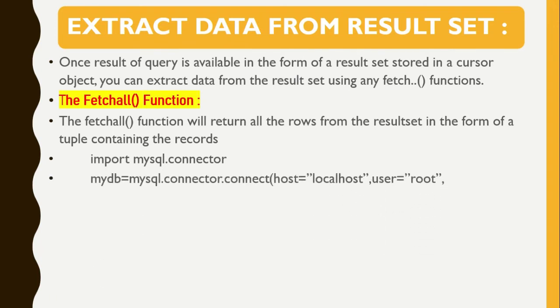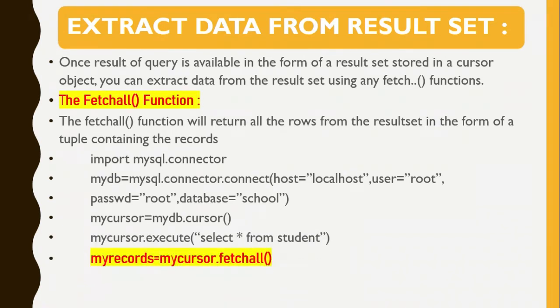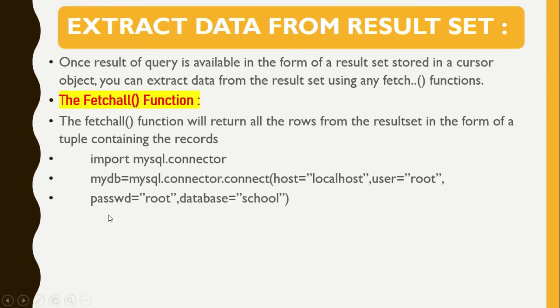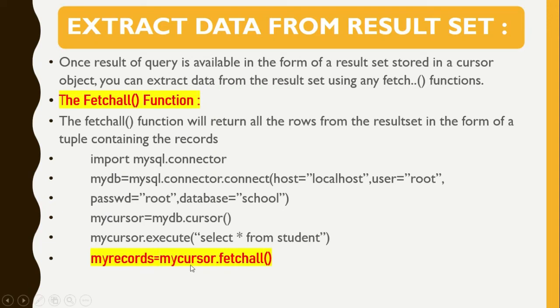Import mysql.connector, then I will establish the connection. I will create my cursor object. I will write the command mycursor.execute. Then you will simply write mycursor.fetchall. By using that mycursor you will write fetchall, fetchmany or fetchone. Then again you will write a for loop for displaying the record and you will print that.